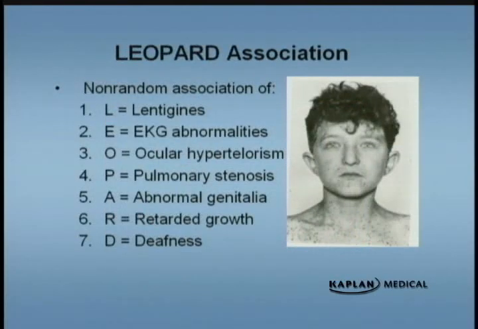This is what's known as the LEOPARD association. Again, this is just a non-random association, and it works out to be a nice mnemonic. LEOPARD, the L stands for lentiginous, which look like multiple nevi. They have EKG abnormalities like prolonged PR. They can have ocular hypertelorism, so what you see is the eyes are kind of wide-spaced. They can have pulmonary stenosis. They have abnormal genitalia, usually hypogonadism. They have retarded growth and deafness.